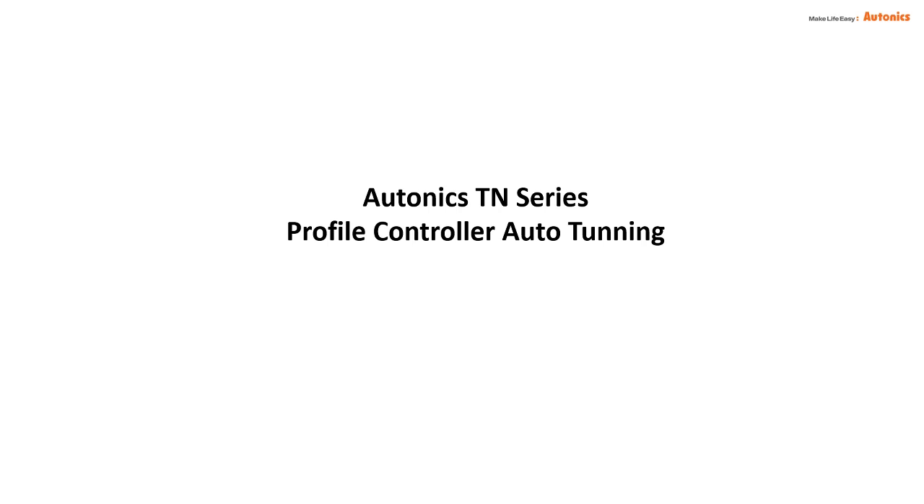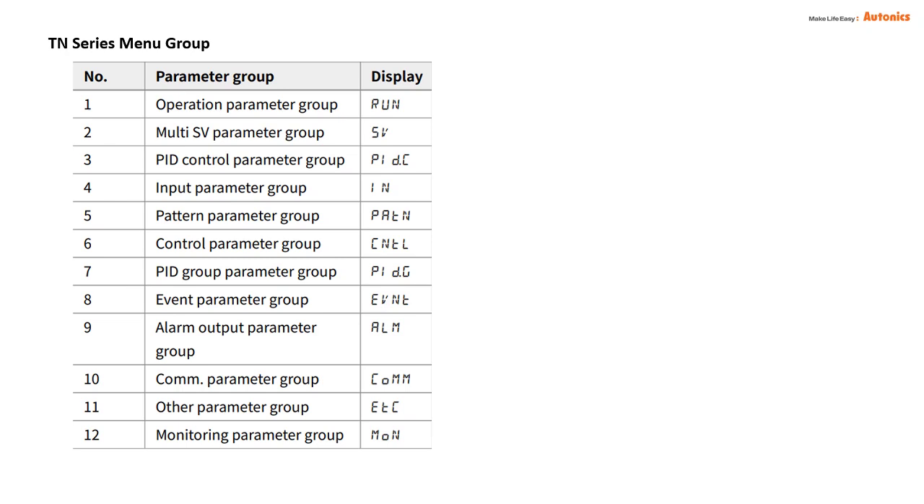Profile controller auto-tuning of Autonics TN series. This auto-tuning procedure is applicable for both the pattern type models and the fixed type models. So both the program control or pattern control model as well as the fixed control, the same auto-tuning process will be applicable. We can see on the screen, these are the different menu groups.